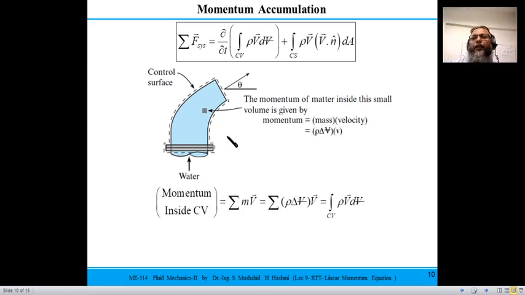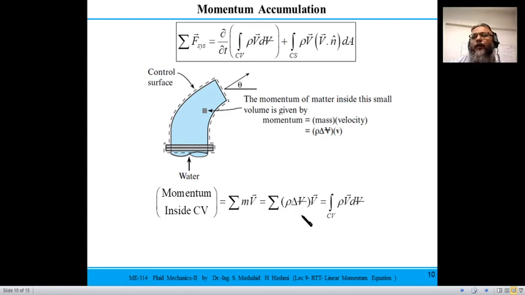If I am interested in calculating the momentum inside this control volume, I have the mass that is present, and the velocity, which gives the momentum. If I take the sum, it will be the momentum within this control volume. Mass is density times volume, so density times volume, and the velocity vector.